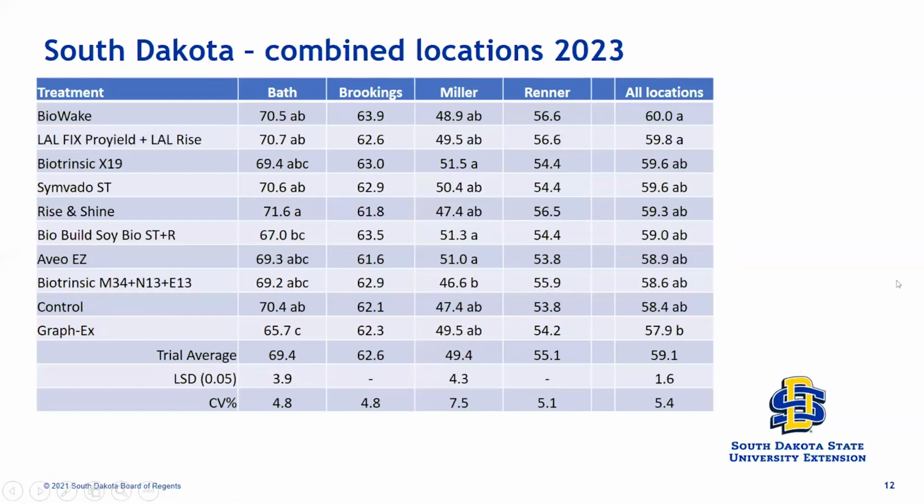And if you have combined locations 2023, you again have a trial average of 69 in Bath, and then which others had a little less than that. One thing I want to mention is if you see a letter behind the number, and if those letters differ from each other, that means they are significantly different or statistically different at 95% confidence level. That's why you have LSD of 0.05.